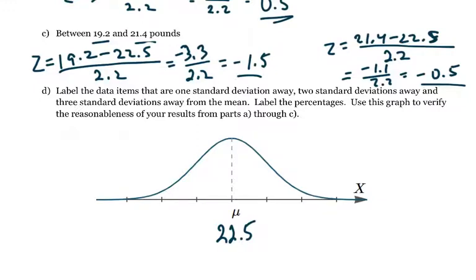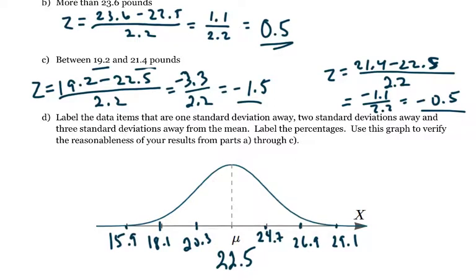So when I add 2.2 to that, that gives us 24.7. Then we add 2.2, we get 26.9. And then we get 29.1. Then we subtract and we get 20.3, 18.1. Essentially I'm just adding 2.2 for each of those standard deviations on the right, and then I am subtracting 2.2 for each of the standard deviations on the left-hand side. Okay, so then we have our percentages.